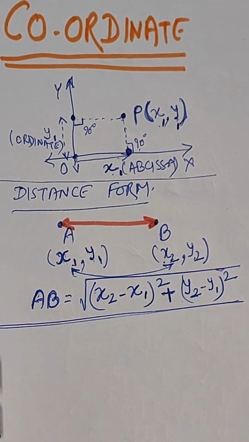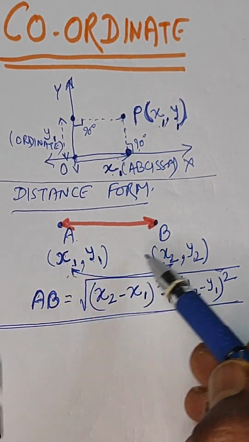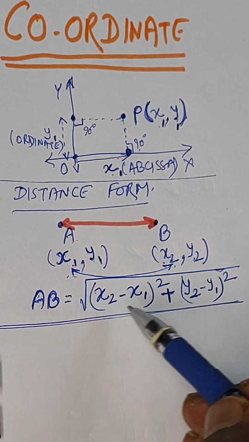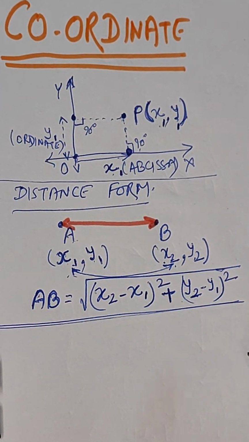The basic questions which can come: if the coordinates of point A are given to you and B is given to you, find the distance between these. This can come as a 1 mark question. Such questions can come. We will see the applications of this going forward.